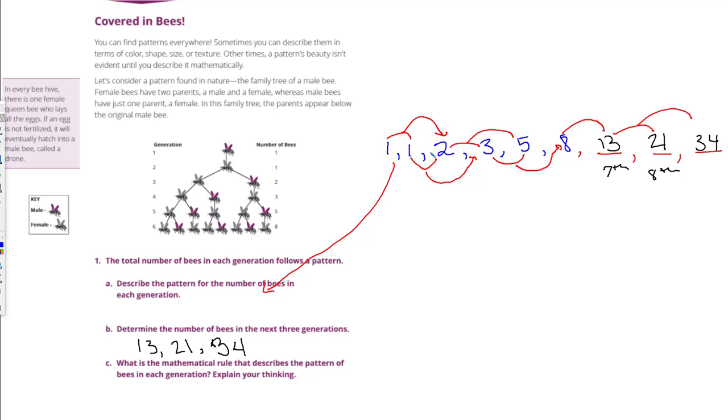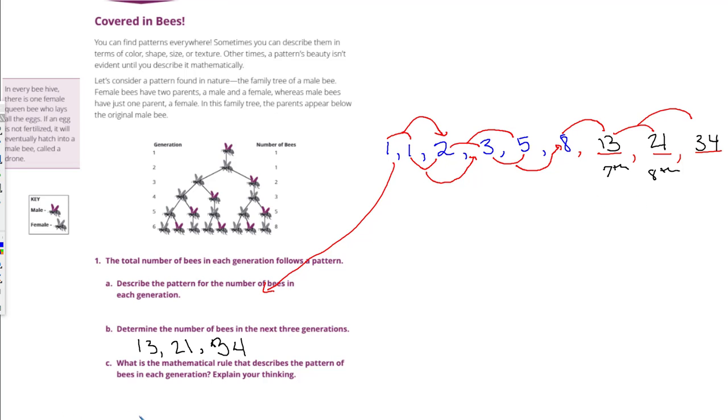This pattern, where you take the previous 2 numbers and add them together to create the next, is what's called the Fibonacci sequence. And in Algebra 1, we talked about there's 2 different types of rules we can create. We can create a rule based upon just identifying the pattern, or we can create a rule like we normally do, where you're looking for the 9th generation, so you type in a 9 and you get the answer.